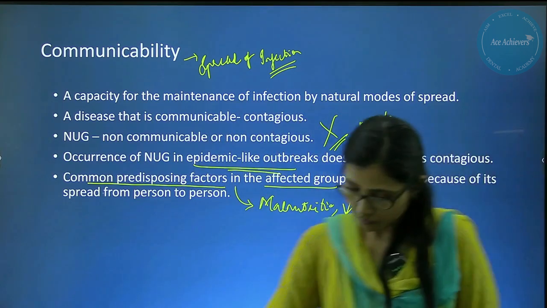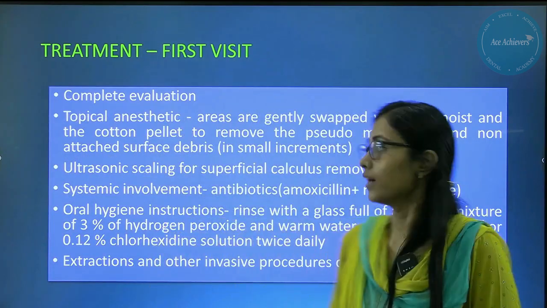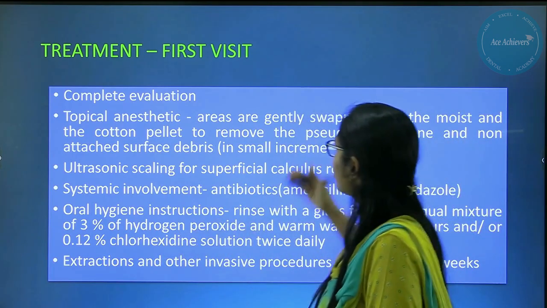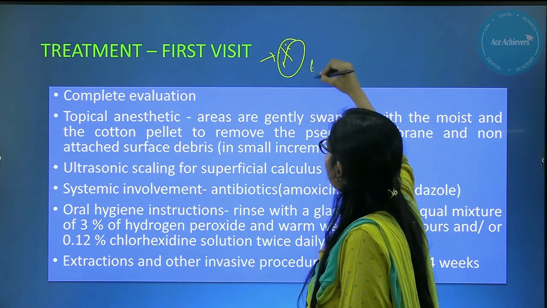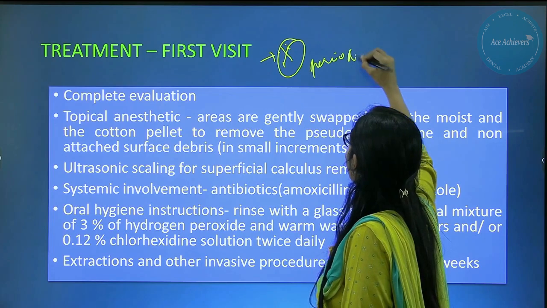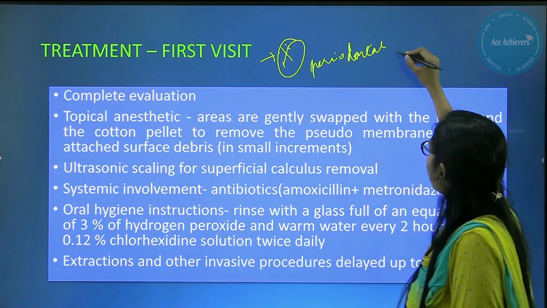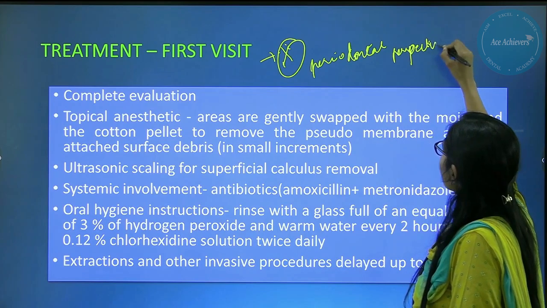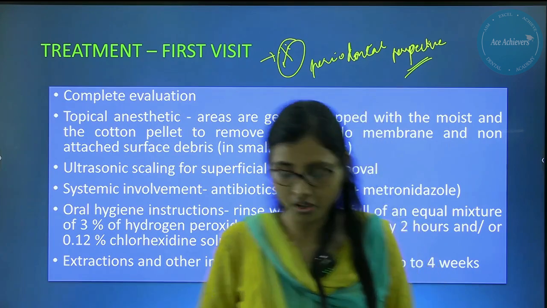Now, when we see the treatment of ANUG, it is very important from a periodontal perspective. This treatment of ANUG is a very important thing which you have to remember. There are 3 to 4 visits which are required for the management of ANUG patients.